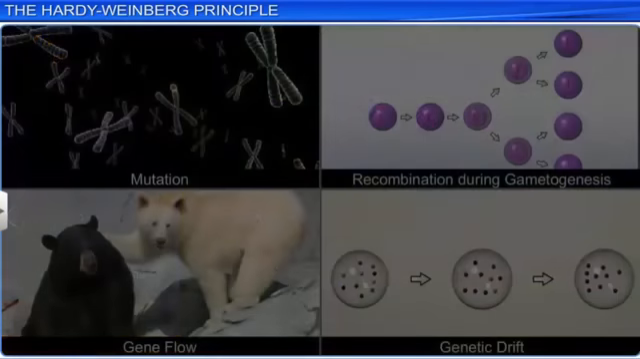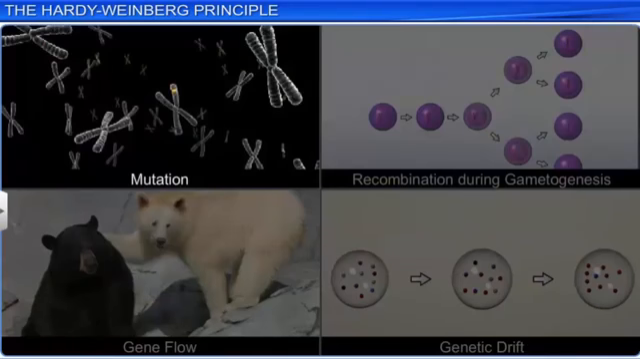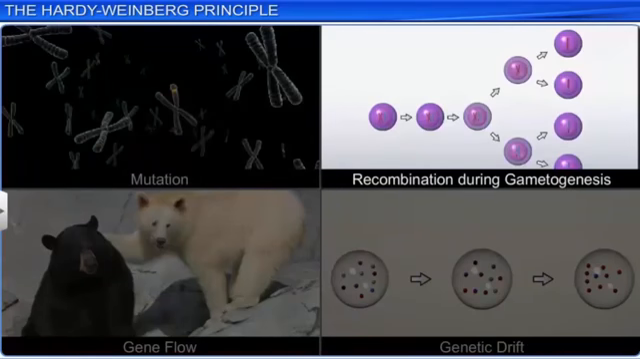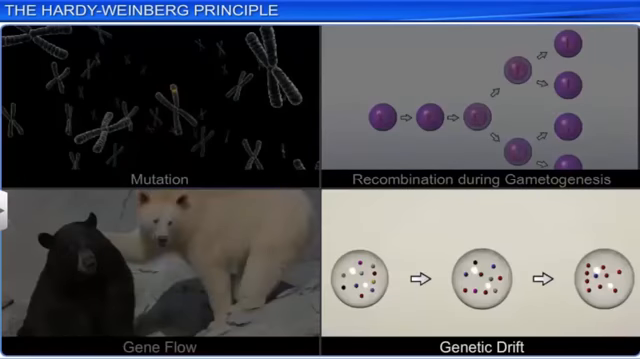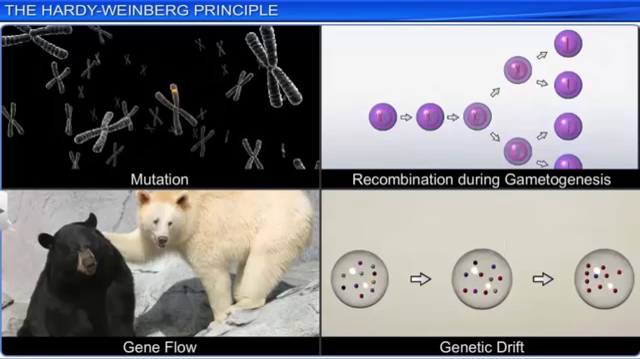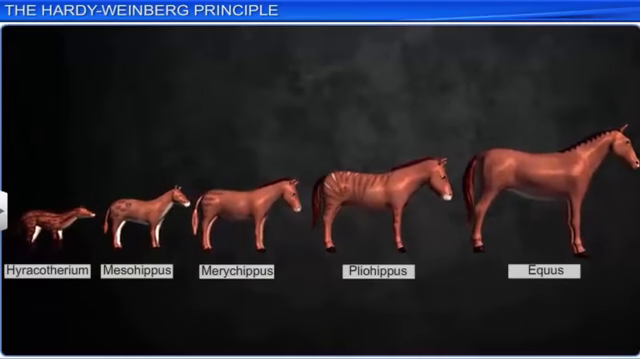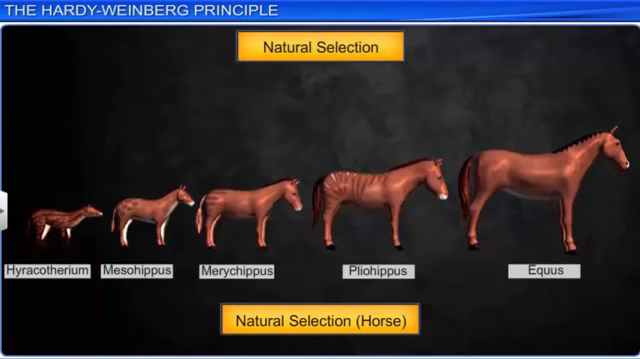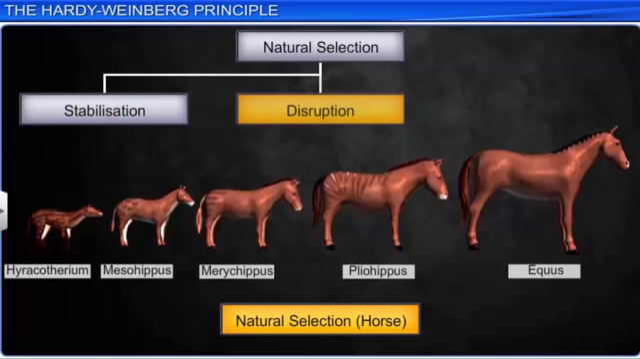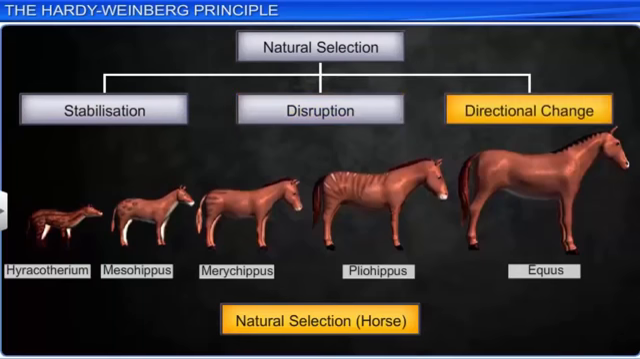Critical analysis shows that variation due to mutation or recombination during gametogenesis, or variation due to gene flow or genetic drift, results in changed frequency of genes and alleles in future generations. In fact, natural selection makes the existing population look like a different population. It can also give rise to situations such as stabilization, disruption, and directional change.